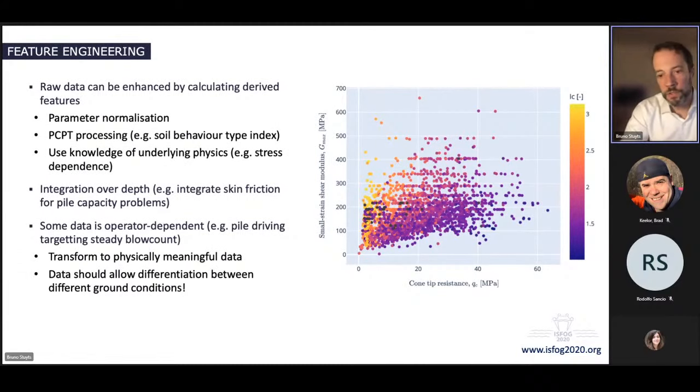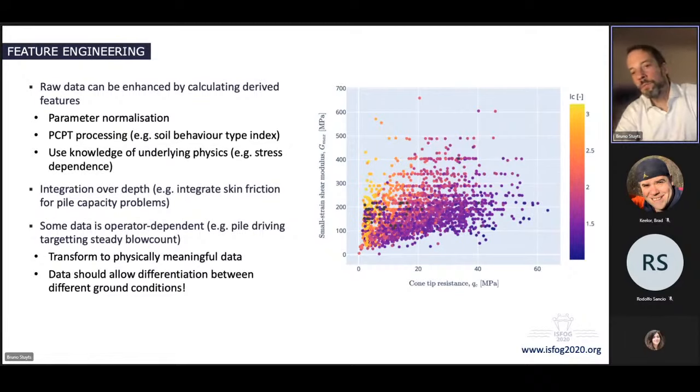In that respect, we can also mention feature engineering, because feature engineering is the process of enhancing the features in our raw data, the measurements that we have, with features, measurements, or calculated values which carry more information. For CPTs, we all know the CPT-based parameter normalization, the normalized cone resistance, friction ratio, and Bq parameter, soil behavior type indices, for instance, and all of that uses some kind of underlying knowledge of the physics, for instance, the stress dependence of the soil. With that knowledge, we can enhance the value of our data.